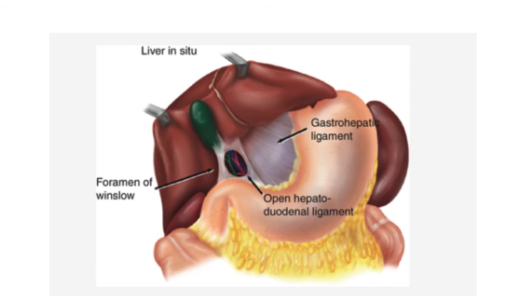From the right side and deep to the porta hepatis is the foramen of Winslow, and it's also known as the epiploic foramen. This passage connects directly to the lesser sac, and it allows complete vascular inflow control to the liver. So when you clamp the hepatoduodenal ligament in the Pringle maneuver, you're clamping the common bile duct, the hepatic artery, and the portal vein.